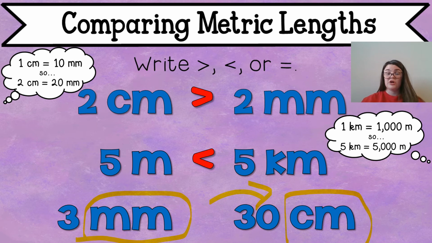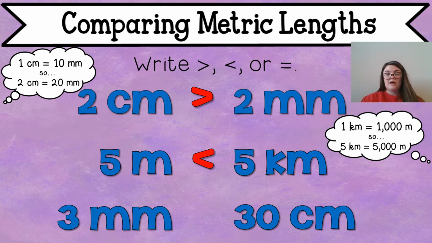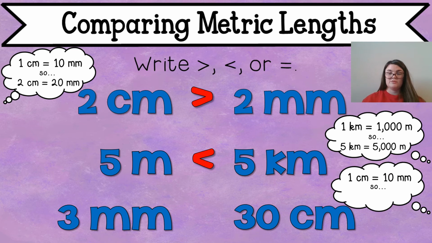Centimeters are larger, so I know that since 30 is a larger number than 3, my bigger number would be 30 centimeters because 1 centimeter is equal to 10 millimeters. So 30 centimeters is equal to 300 millimeters. And my symbol would face towards the 30 centimeters because it's a larger number.